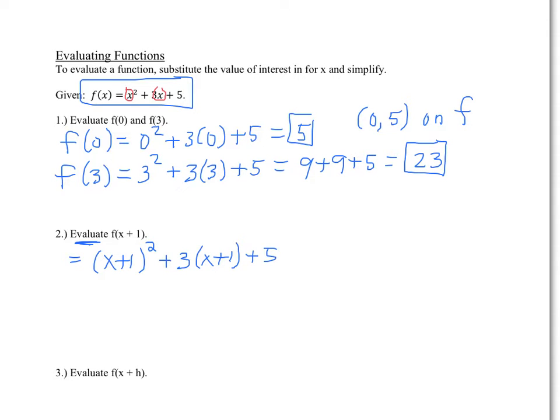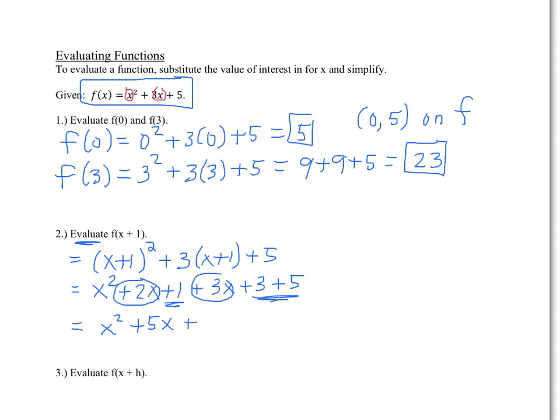So now I'm going to simplify. X plus 1 squared, be careful, you don't just square the two parts. We have to do FOIL. And then we distribute over here and combine our like terms. We have a positive 2x. We have a positive 3x. So that's positive 5x. And then we have our like terms here, of course. That's plus 9. And we're done. So this would be the value.